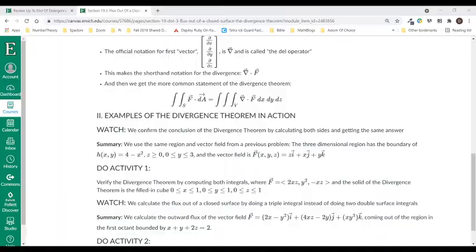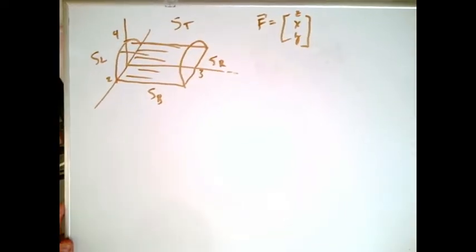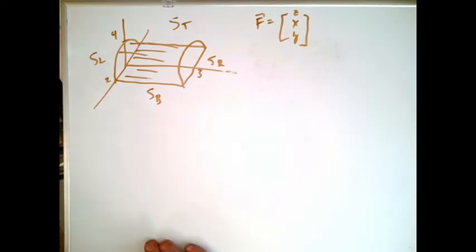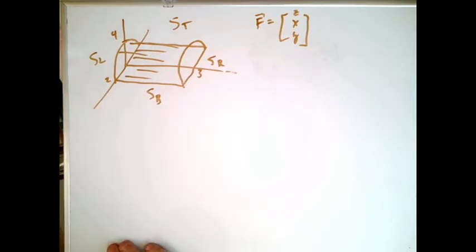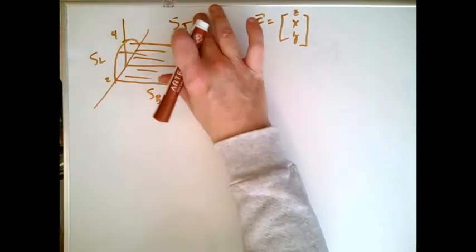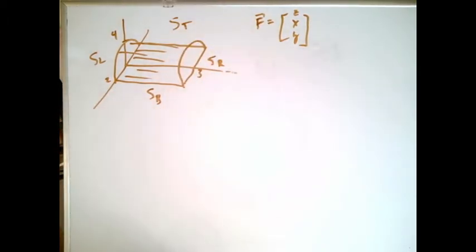So what we're going to do is come over here, and we're going to see that this is actually a big problem, because if I'm going to do this by basically brute force, I need to find the flux out of each of those 4 regions. And so what I'm going to do is just set each up. I have a surface top, a surface right, a surface left, and a surface bottom. We'll do the most natural one first, which is the top.